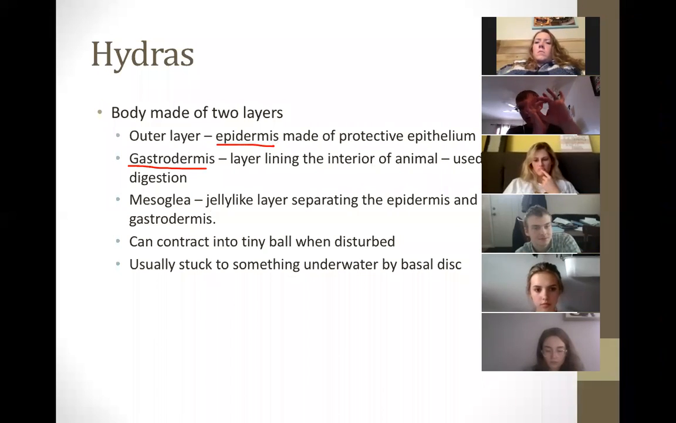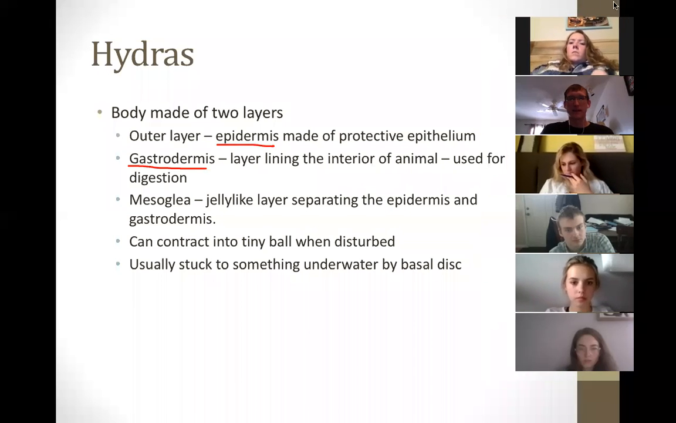So if this thing is a tube and the food goes in the tube, the first layer around that tube is the gastrodermis, the gut skin. And again, it's only going to be a few cells thick. It's a really simple structure, but that's where all the nutrition that this thing digests is going to go, into the tissues of that gastrodermis.